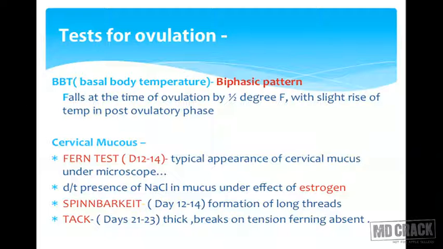These signs are all pre-ovulatory. Ferning is seen because of the effect of estrogen. Spinnbarkeit is also because of estrogen, around day 12 to 14.